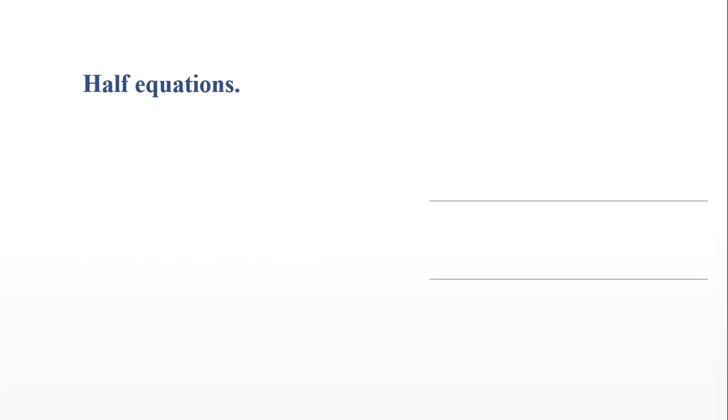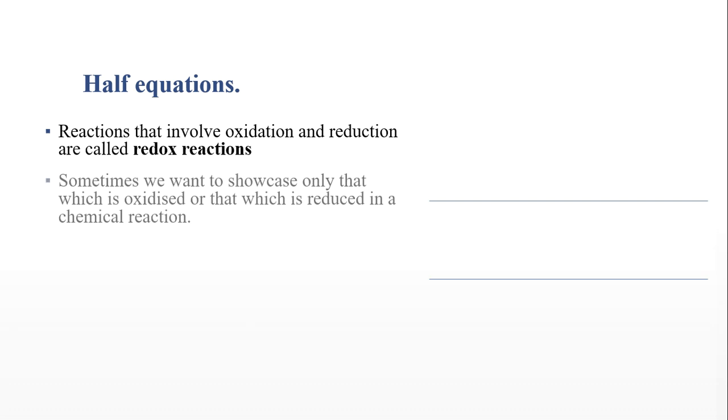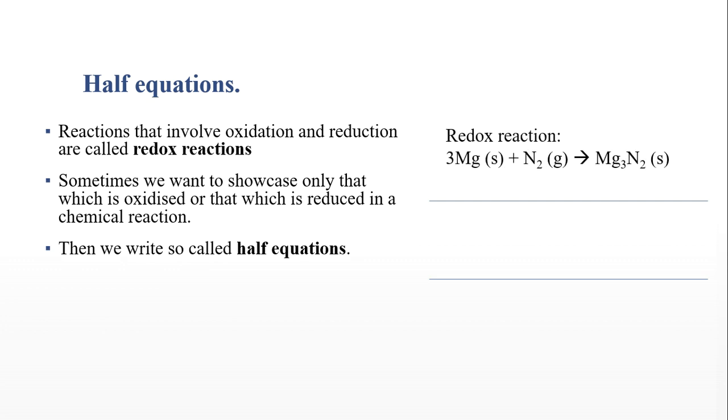All right. Another very important concept when we talk about the basics of this are so-called half equations. Half equations are halves of redox reactions, because reactions that involve both oxidation and reduction are called redox reactions. And sometimes we just need to go into the details of what is actually oxidized and what is actually reduced. Then we write so-called half equations. The overall redox reaction, we wrote that before, it's this. This involves both the thing being oxidized and the thing being reduced.